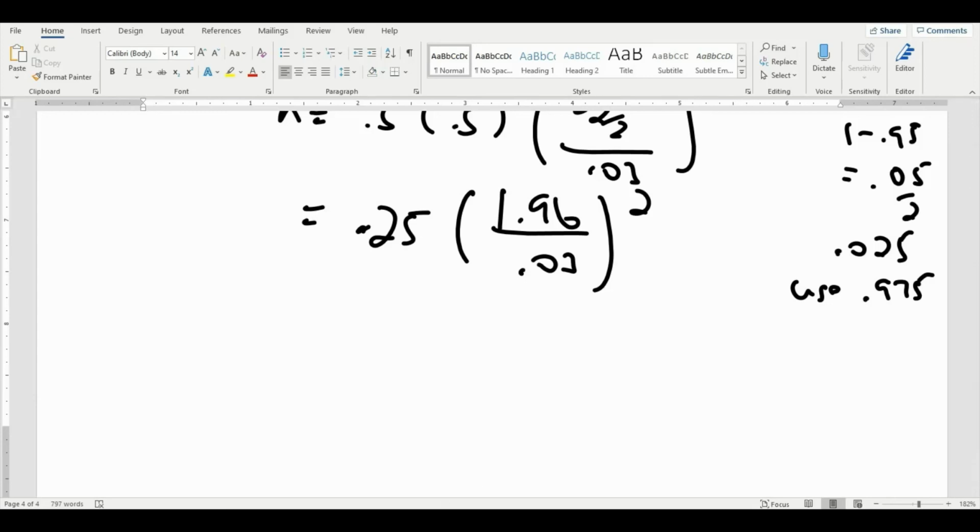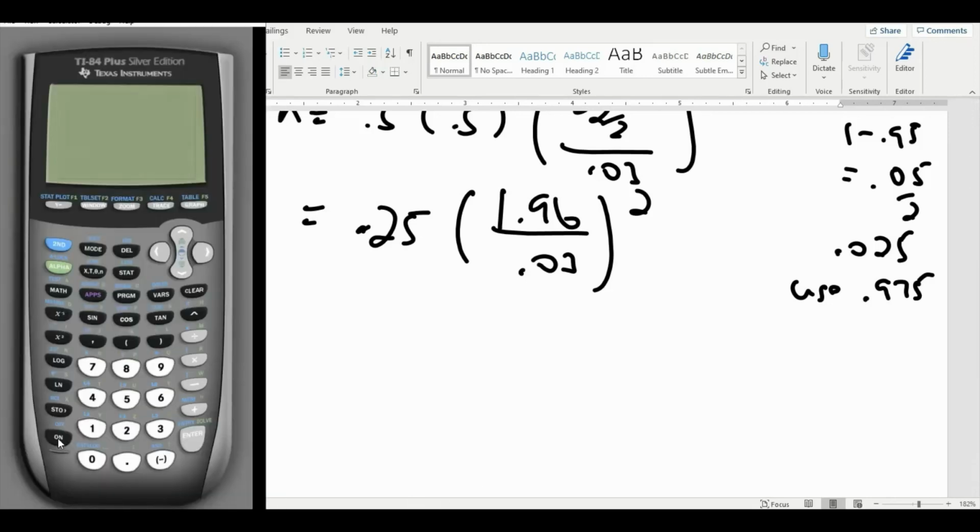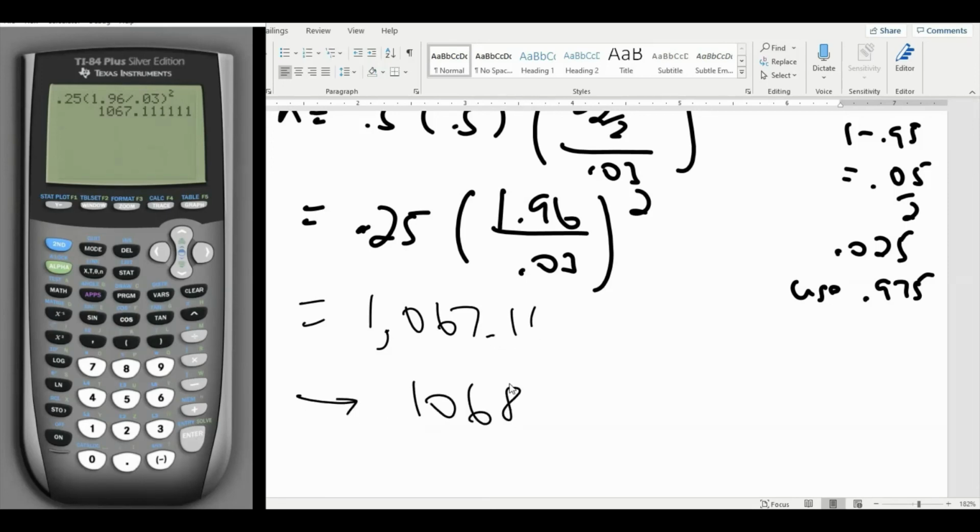Okay, now let's take out our calculator and type this in and see what results. So 0.25, parentheses, 1.96 divided by 0.03, close, squared, enter, and we do get 1067.11, which rounds up to 1068, which is the sample size needed, and that's it.